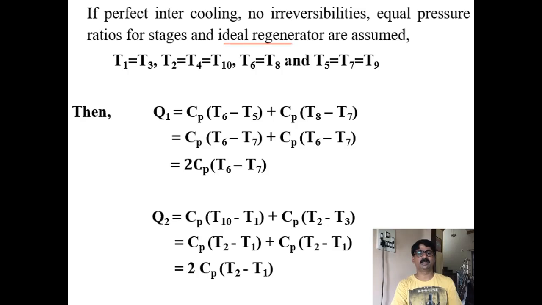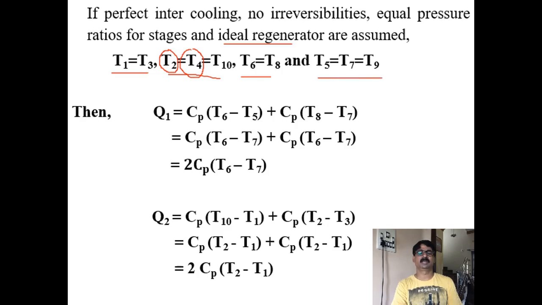You see, if the regeneration is also ideal, then the temperature of the air which leaves the regenerator will be equal to the exit temperature of the turbine. So that also you have to note down. For all these cases, T1 is equal to T3, perfect intercooling. T2 is equal to T4 is equal to T10, right? That means the temperature at the end of the first stage compression and the temperature at the end of the second stage compression are also equal, and T6 is equal to T8, perfect reheat, and T5 is equal to T7 is equal to T9.